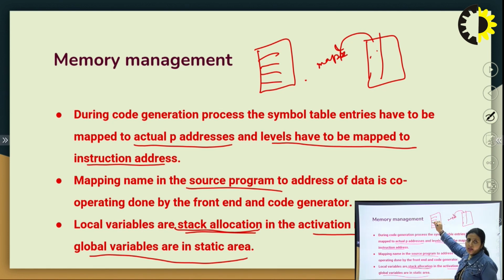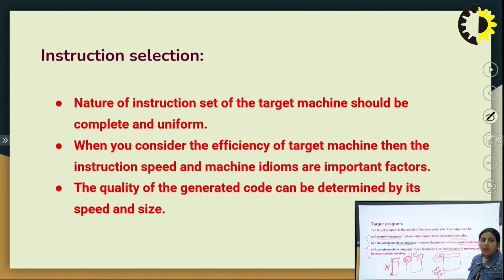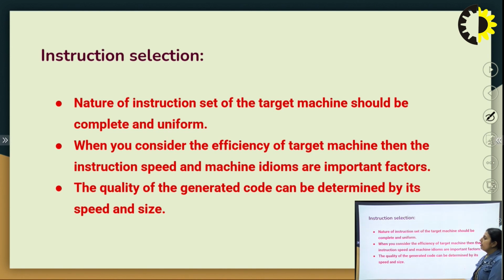There are many other allocation areas in the activation record that hold different values, meaning the stack area has the local variables and the static area has the global variables. Right. Now, the next design issue is instruction selection. The nature of the instruction set of the target machine should be complete and uniform.